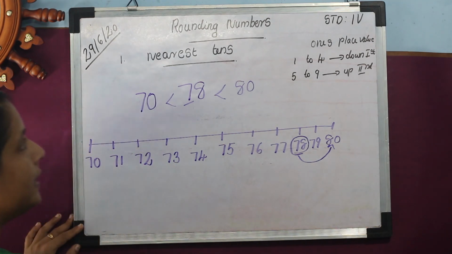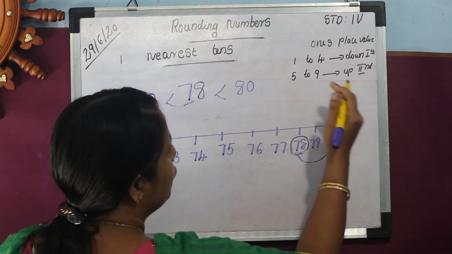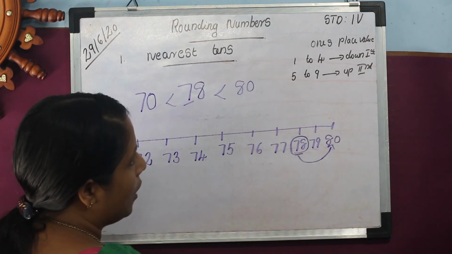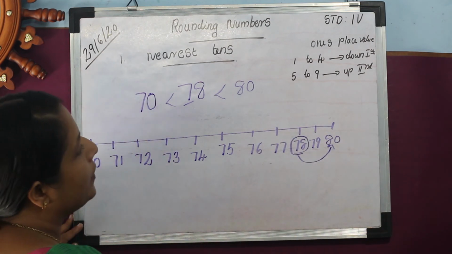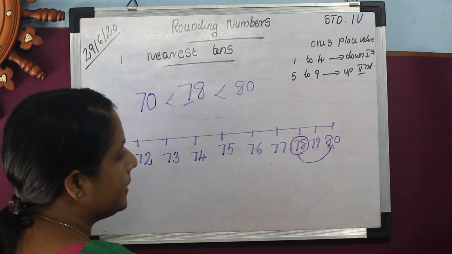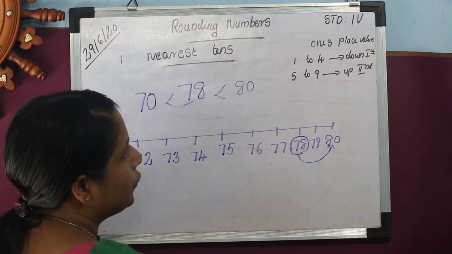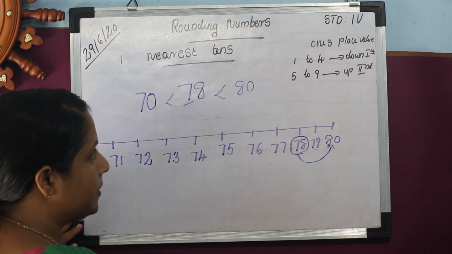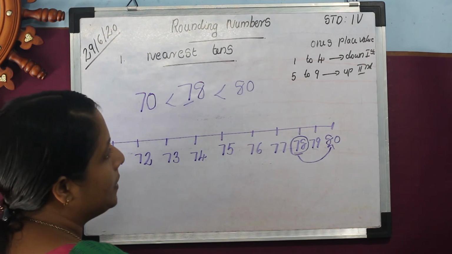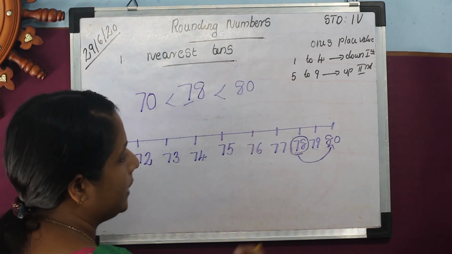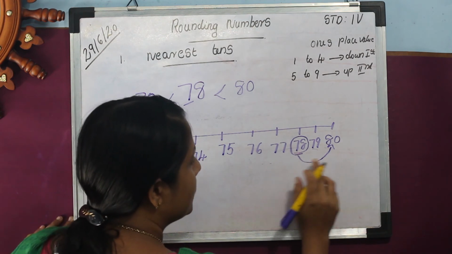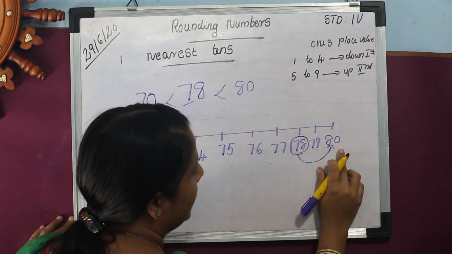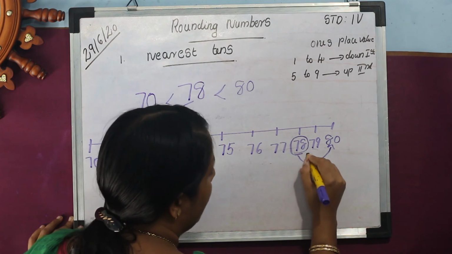Then in our nearest tens case, there are two categories: 1 to 4 numbers are rounded down to the first number and 5 to 9 numbers are rounded up to the second number. Here our number is 78. So 78 is very close to the number 80. So it is rounded up.